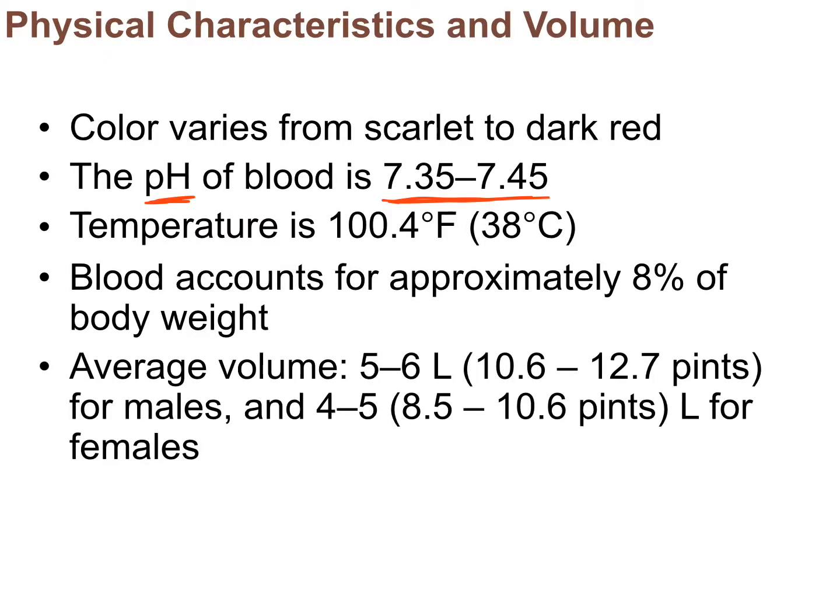Another component of blood is the pH of blood being 7.35 to 7.45. That's your normal physiological pH. Super important. I underline that for you here.